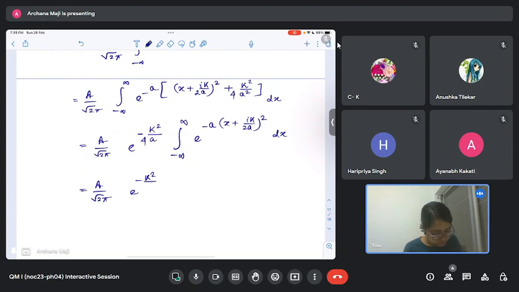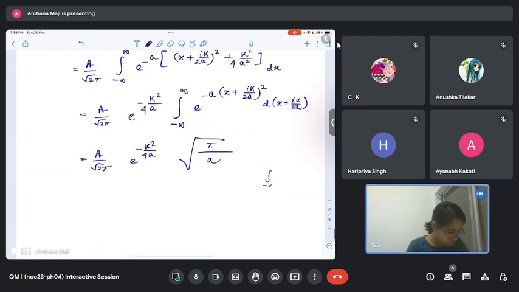Exponential minus k square over 4a square root pi over a. Okay, so you can change the integration variable, so instead of dx you can call it d of x plus ik over 2a, because ik over 2a is anyway constant, it gives you dx only, and Gaussian integration from minus infinity to infinity of exponential minus a x square dx is square root pi over a. That formula we just used.